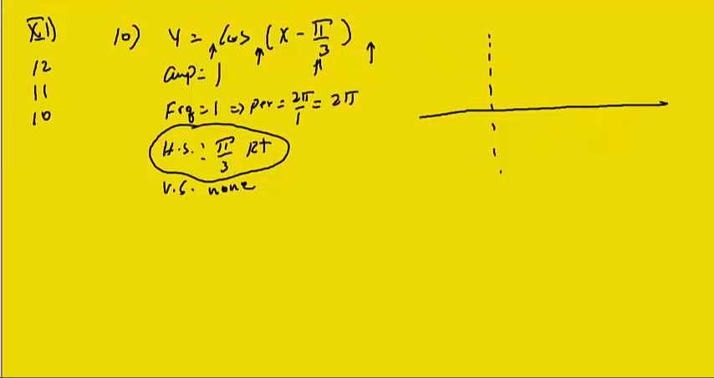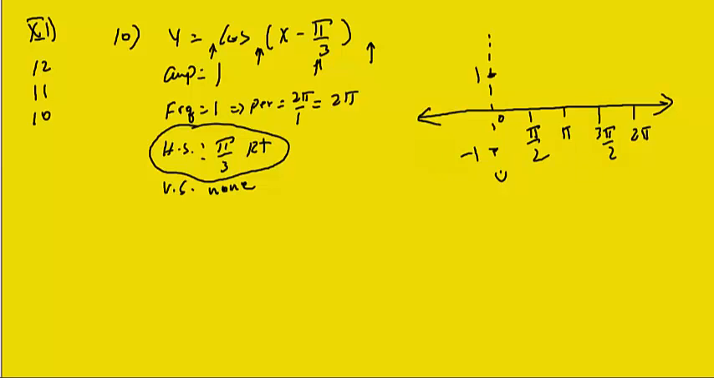So, alright. So let's call this 0. Amplitude is 1. Call that 1. Call this negative 1. Period is 2 pi. So 0 to 2 pi. Halfway between that is pi. Halfway between that is pi over 2. Halfway between that is 3 pi over 2.